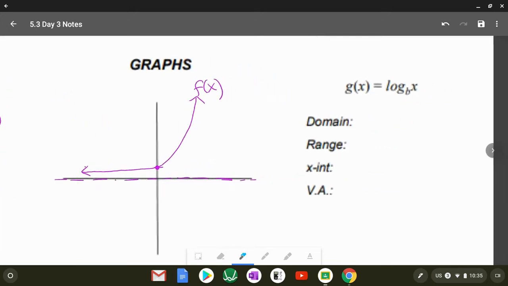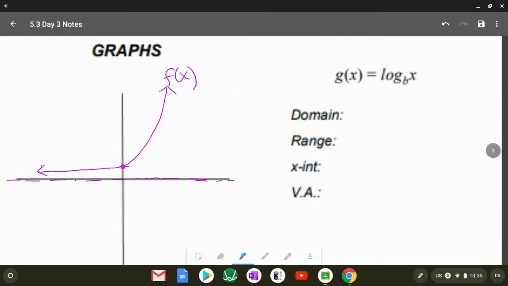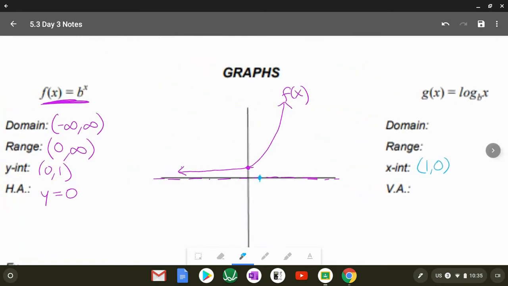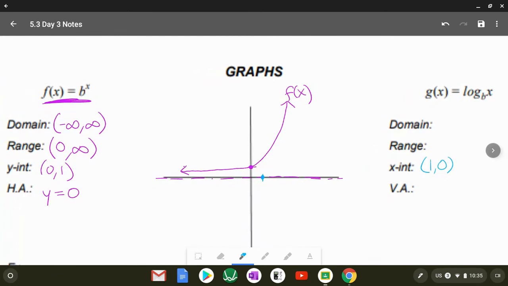If we're looking at the log functions here, the x-intercept is going to be at (1, 0). So there's going to be an x-intercept at (1, 0) instead of a y-intercept, like the exponential function. And because the exponential function has a horizontal asymptote, the log function is actually going to have a vertical asymptote. So x is going to equal 0.